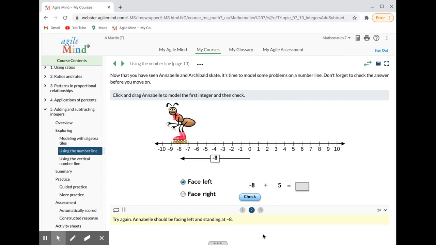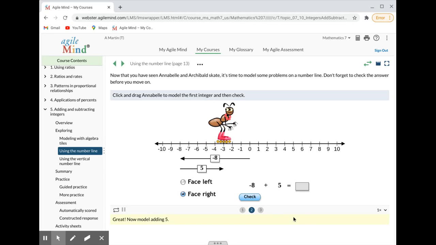All right, so we're at negative 8. Now it says it's going to add 5. So if we're adding 5, does she need to face the left or does she need to face the right? The right. Okay. And now we're going how many spaces in which direction? 5 to the right. All right.